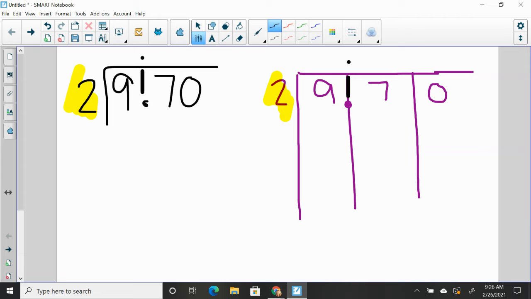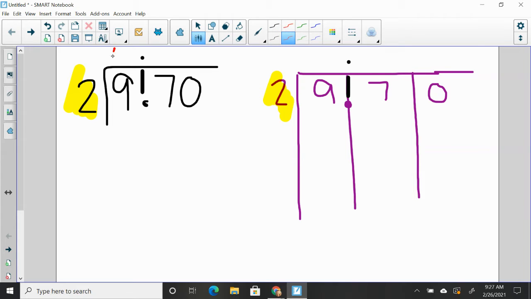Now, I have to think to myself, all right, 2 is my divisor. The number on the outside is called your divisor. And I'm going to look at this first number, which is 9. How many groups of 2 can I make if I have 9? Some people say, how many times can 2 go into 9? 4. Yeah, so I can make 4 groups of 2 if I have 9. So the first thing I need to do is put a 4 up here.